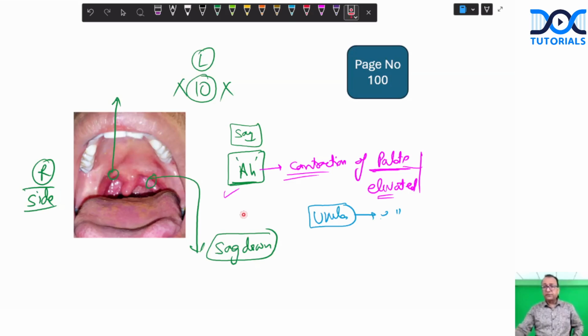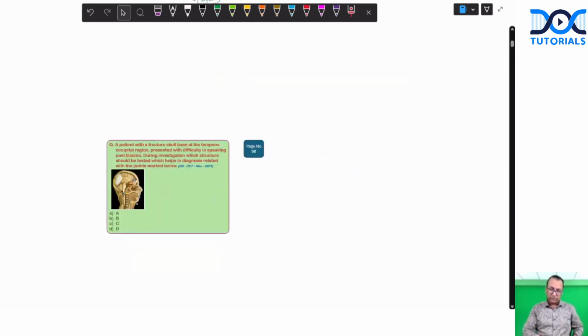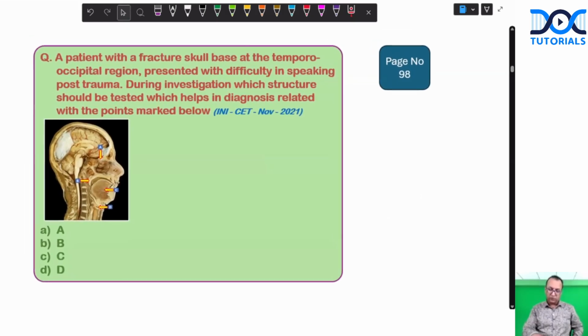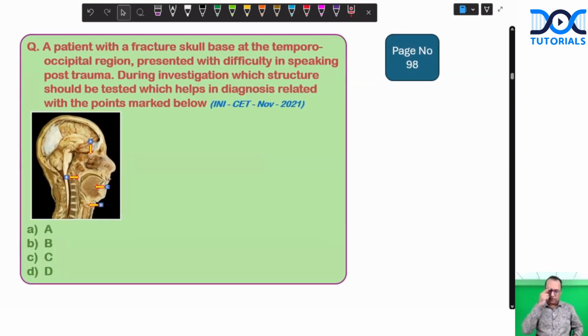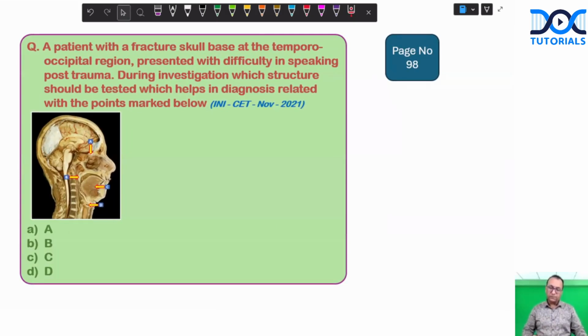Yes, Aditya, that is correct, a left-sided lesion. Now, the problem is this question came and we were unable to find what our answer should be. Why? What is the problem in the question? Page number 98, the workbook given to you. This patient is presenting with a fractured skull base.